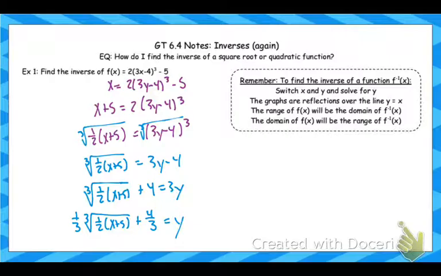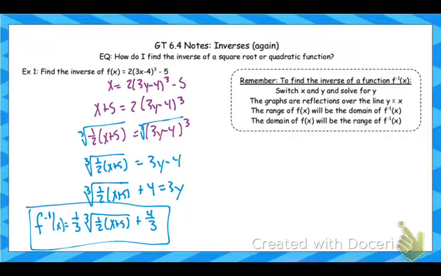And then the last thing, just remember the notation for inverse. It's f and then a little -1 of x. And that's the notation for inverse. So this would be the inverse of that original function. Again, inverse is when we have our x's and y's switched.